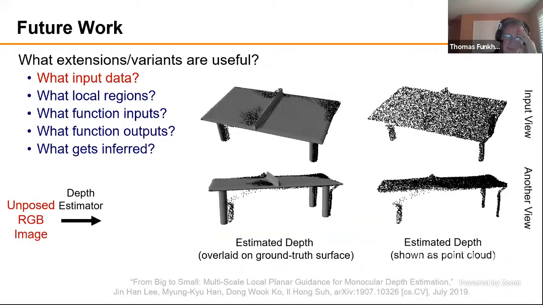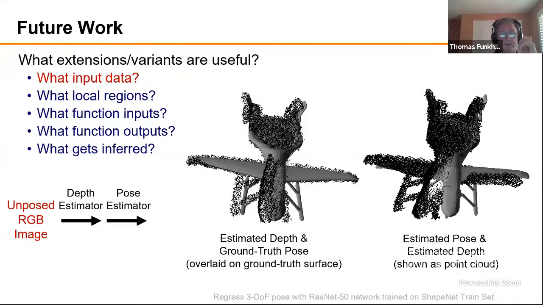I can back that up a little bit with experiments. This is not published and it's not complete, so take everything with a grain of salt here. But if we run a depth estimation, just an off-the-shelf one, go to Papers with Code and pull out a recent depth estimator, this is the kind of result you would get. The top thing on the left, the surface, is the ground truth surface, and the point clouds here are visualizations of the estimated depths. They're not perfect, but they're reasonable. If you were running a typical pose estimator, this is just regressing 3D pose for ShapeNet with a ResNet-50 network, you don't get perfect poses, but you get ones that are useful.